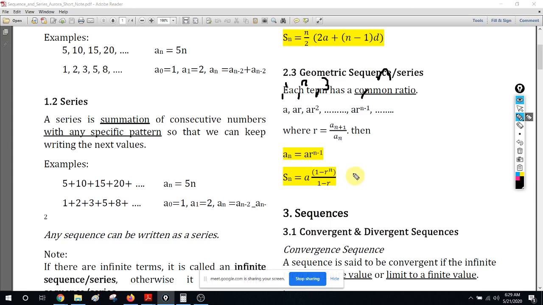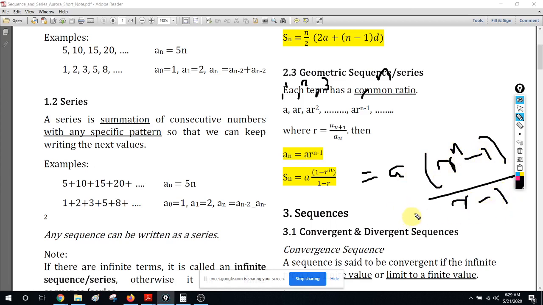Of course, this one you have to memorize, right? So that is the summation formula. Sn equals a times (1 minus r to the power n) divided by (1 minus r). It can even be written like this also: a times (r to the power n minus 1) divided by (r minus 1). Same thing, because if I write r^n minus 1, I am multiplied by minus 1 here and by minus 1 there, so it is not going to change. So both are the same.